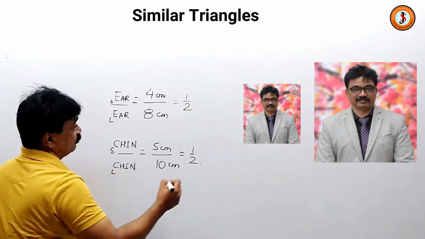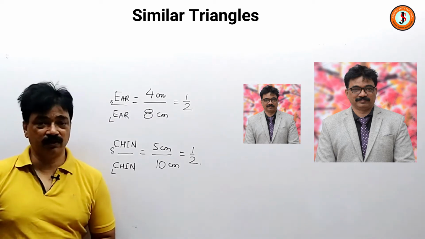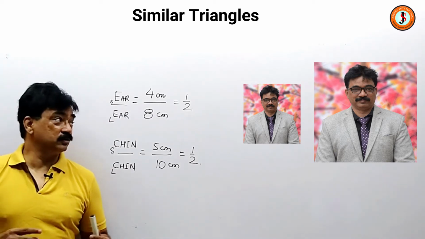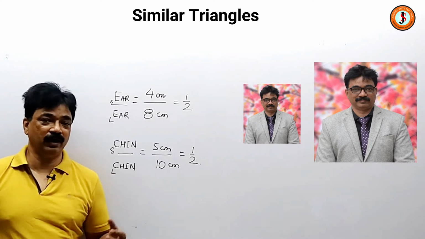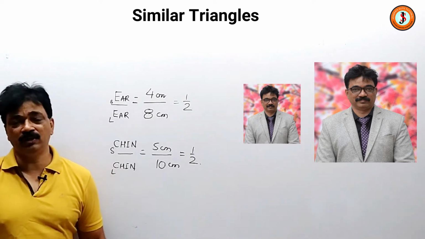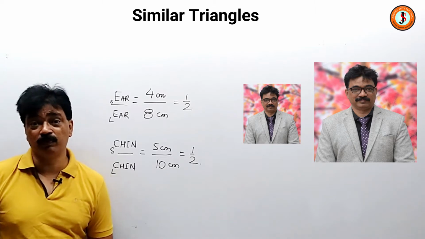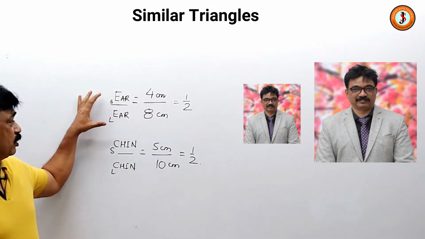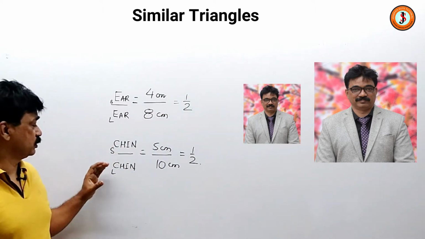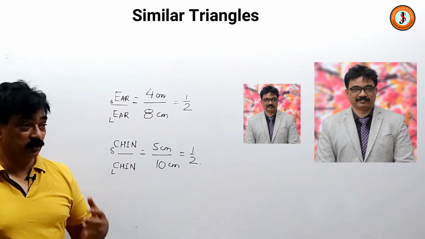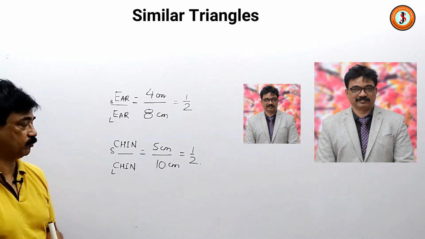In similar figures, two things are very, very important. All the angles are equal, if there are angles we are comparing, and each corresponding side will be proportional. That means ear small, ear large, half. Chin small, chin large, half. So the corresponding parts will be proportional.